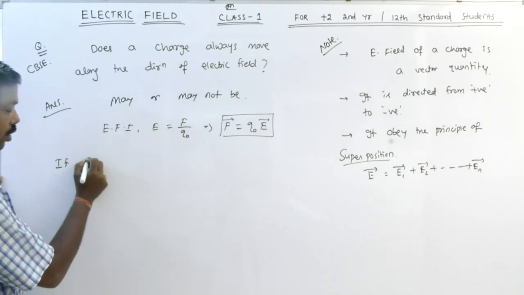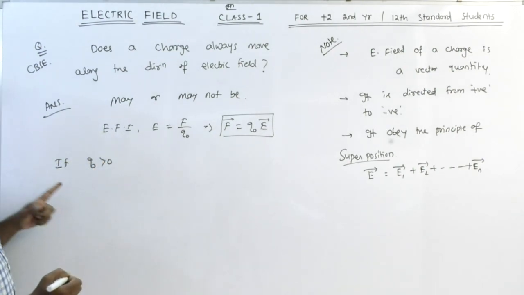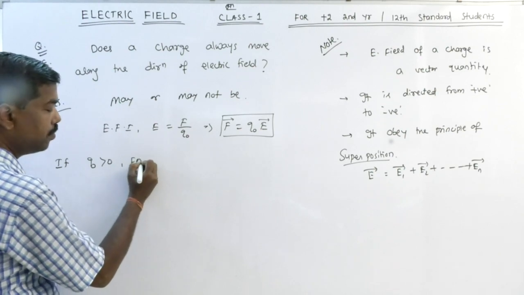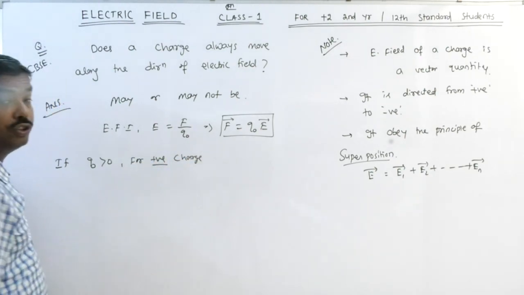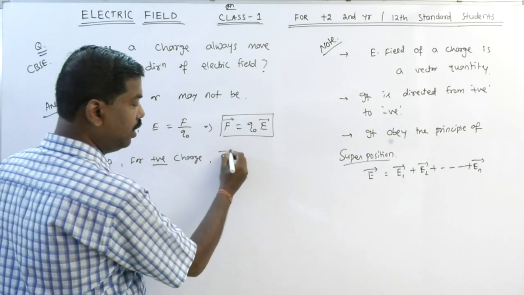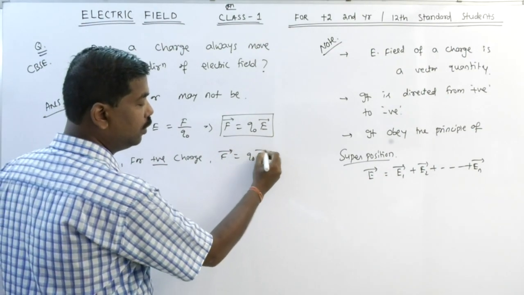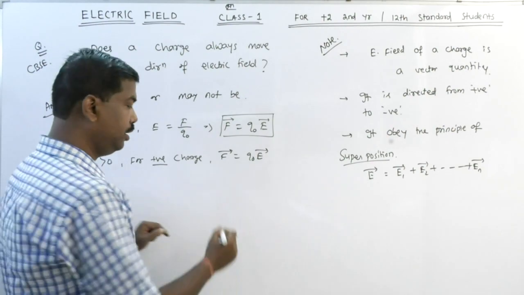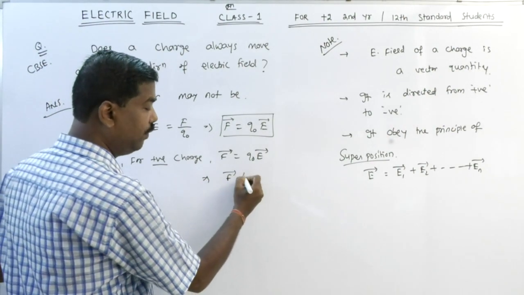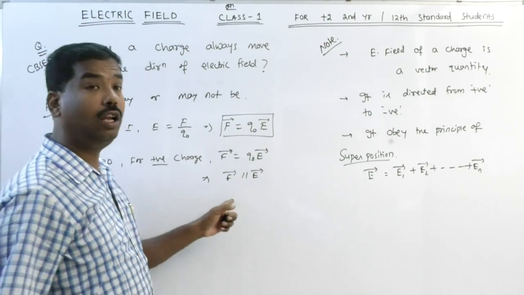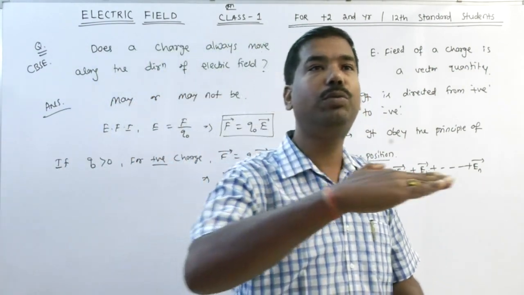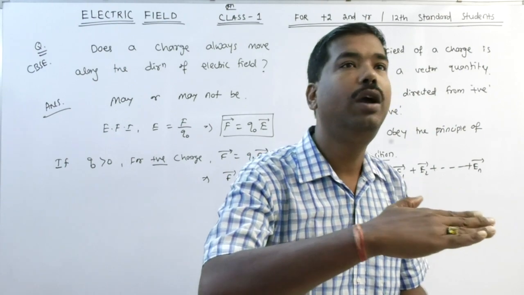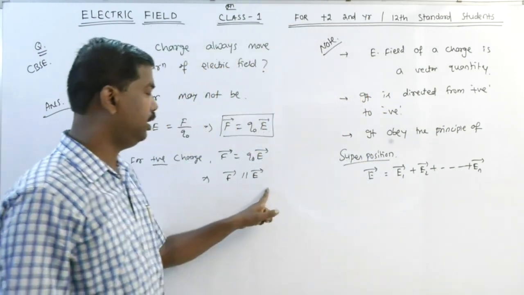If Q0 is greater than 0, that is for a positive charge, F vector is equal to Q0 E vector, which implies F vector is parallel to E vector. It means if the charge is positive, then the charge will move along the direction of electric field.